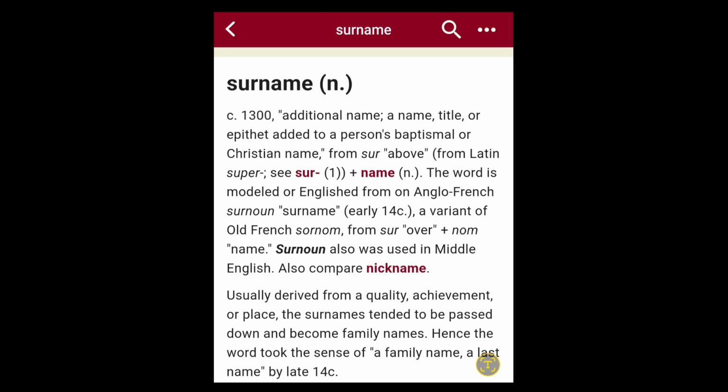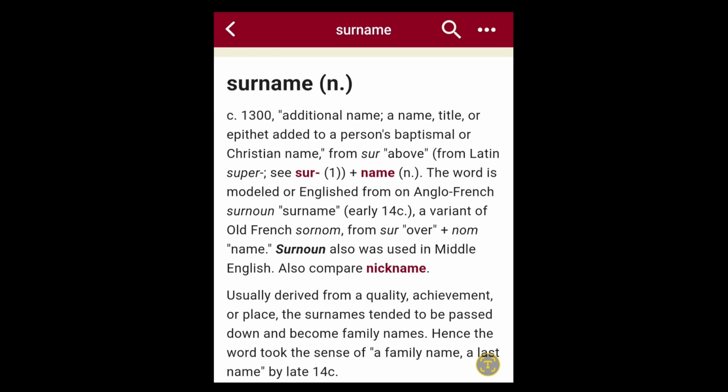13th century, additional name, a name, title, or epithet added to a person's baptismal or Christian name. From sur, above, from Latin super, see sir, name. The word modeled on English from Anglo-French surnoun, surname, early 14th century, a variant of Old French surnom, from sur, over, nom, name. Surnoun also was used in Middle English, usually derived from a quality, achievement, or place.